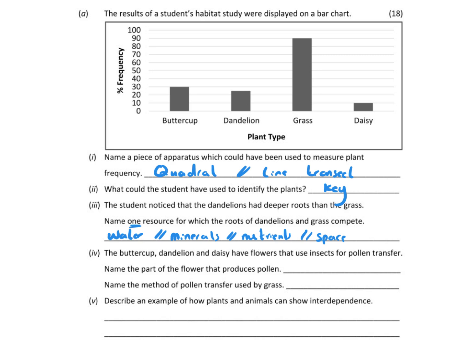Now, we're not going to have a look at the next part, okay, because we don't need to look at that anymore. That's from the old course. But describe an example of how plants and animals can show interdependence. So any example here, what did we mention a couple of minutes ago? So bees rely on plants for pollen to make honey.